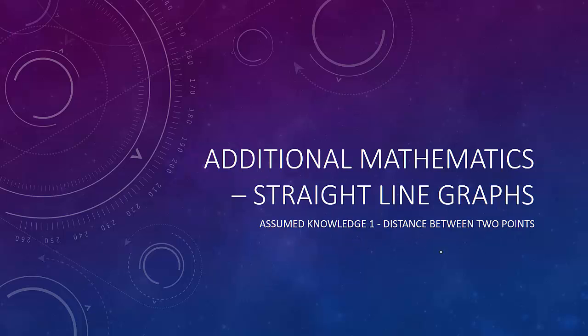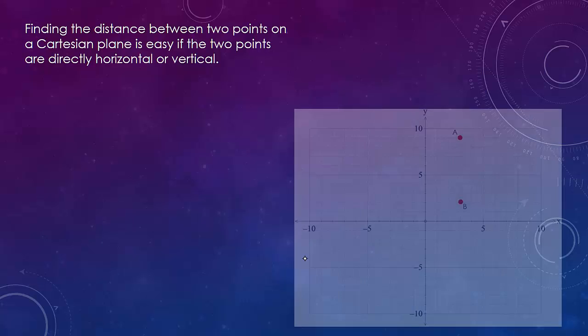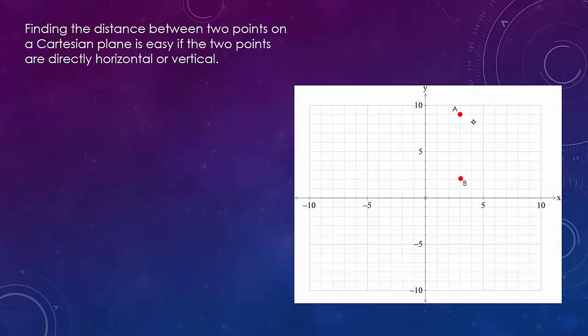Assume knowledge 1, distance between 2 points. Finding the distance between 2 points on a Cartesian plane is easy if the 2 points are directly horizontal or vertical. So look at this with point A here and point B here, and they're in a vertical line.